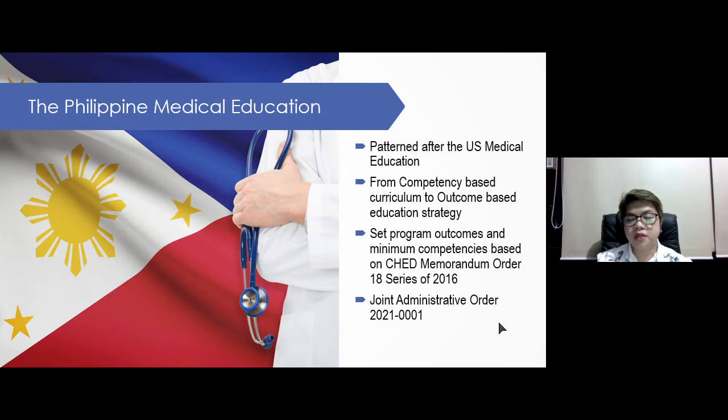Last June 30, 2021, a Joint Administrative Order 2021-0001 was issued by DOH, CHED, and PRC on the guidelines for the reorientation of the health professions education curricula and training programs to primary healthcare.